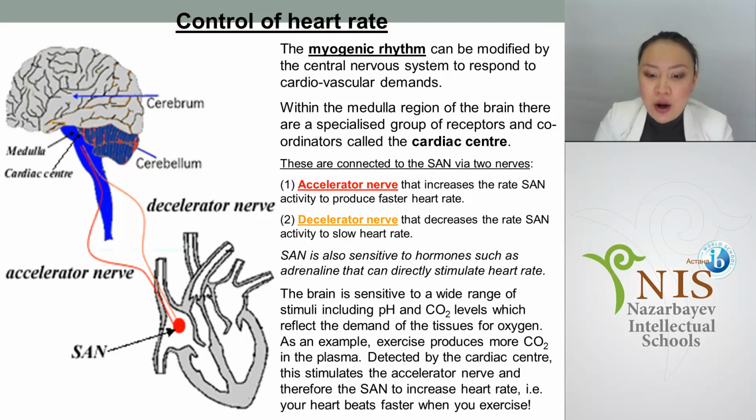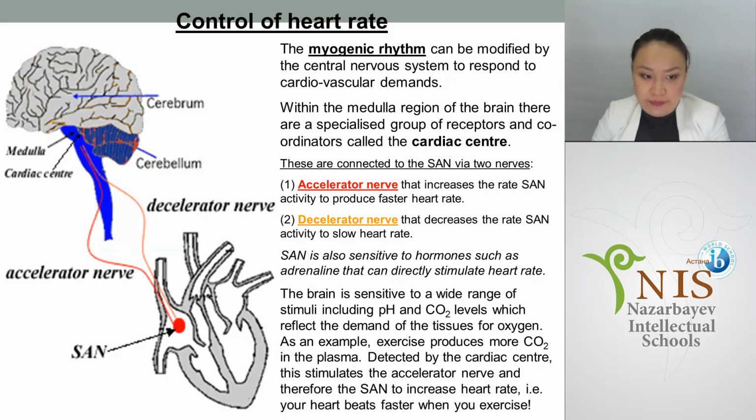Control of heart rate. How will our heart rate be controlled? Interesting question. Our heart is controlled like this. The myogenic rhythm can be modified by the central nervous system to respond to cardiovascular demands. Within the medullary region of the brain, there is a specialized group of receptors and coordinators called the cardiac center. They are connected to the SAN via two nerves.